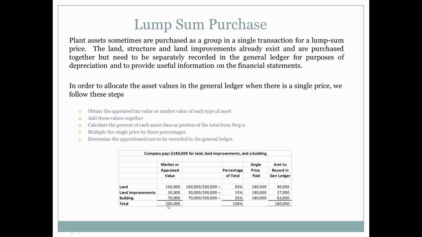Second, we want to add all of those assets' values together, the appraised values of the property, and so that was $200,000. And then we want to calculate the percentage of each asset class as a portion of the total from step 2. So the land was $100,000 out of the $200,000, the land improvements $30,000 out of the $200,000, and the building was $70,000 out of the $200,000. So the percentage of each of these would be 50% for the land, 15% for the improvements, and 35% for the building. So in order to allocate, we want to multiply the single price of $180,000 by these percentages. Then the amount that will be recorded in the general ledger will be $180,000 for land times 50%, or $90,000, $27,000 for land improvements, which is $180,000 times 15%, and then $63,000 for the building, which is $180,000 times 35%.